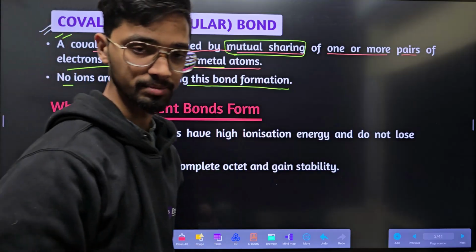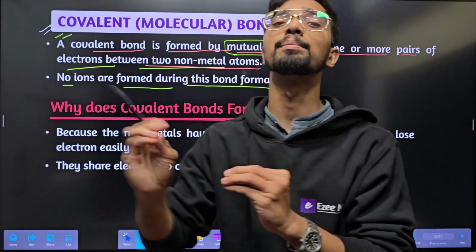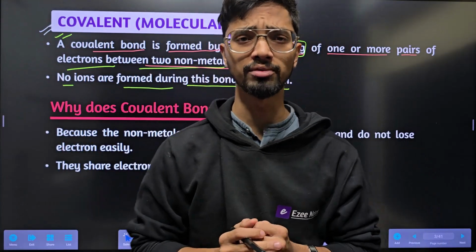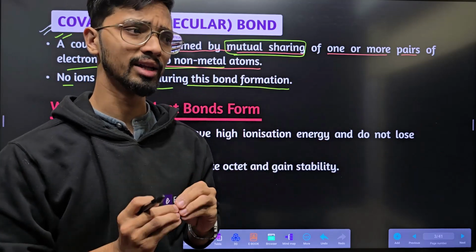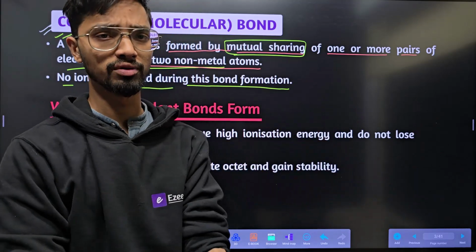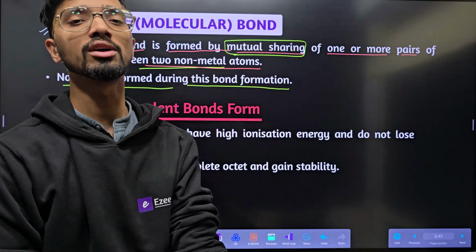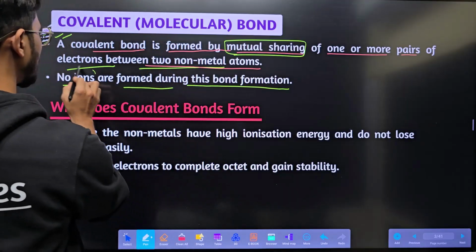There are no ions formed, as there is no complete transfer. Ions will be formed when there is complete transfer, either gaining of electrons or losing of electrons. But here there is sharing of electrons, so no ions will be formed.